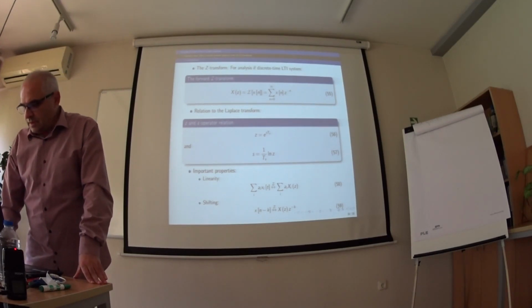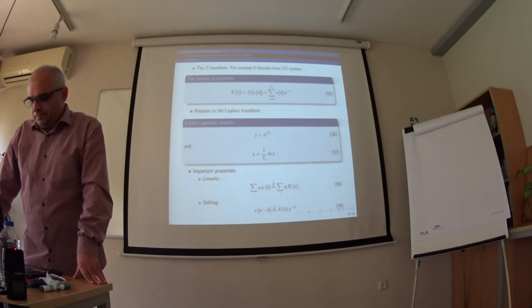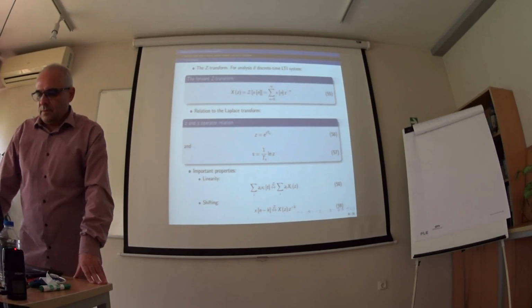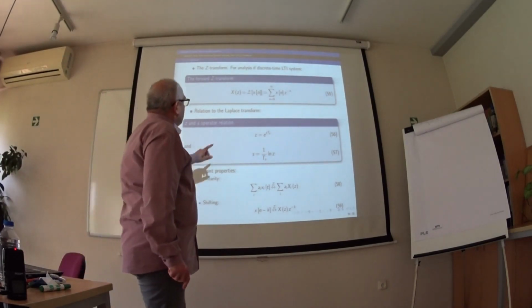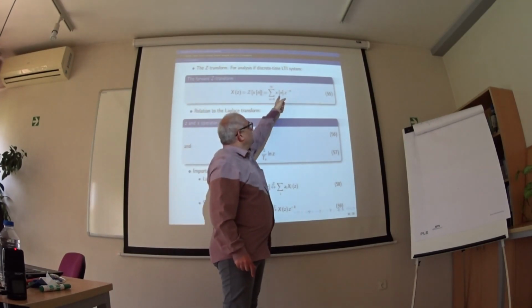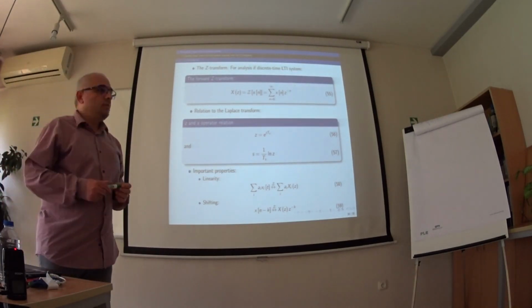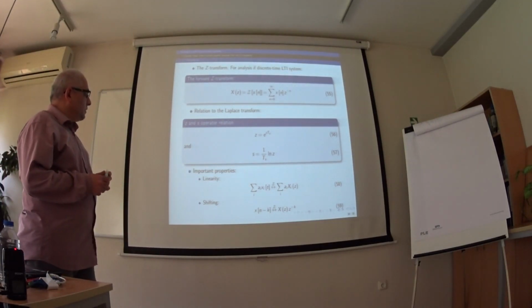The inverse Z transform is not shown here because nobody uses this inverse transform because it is very complicated. The forward is very easy to be performed on a discrete time signal. What is the relation between Z transform and Laplace transform?